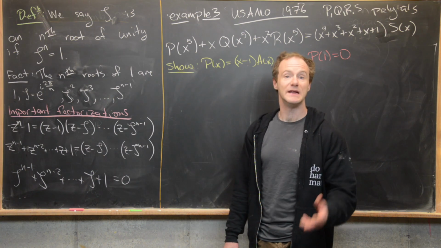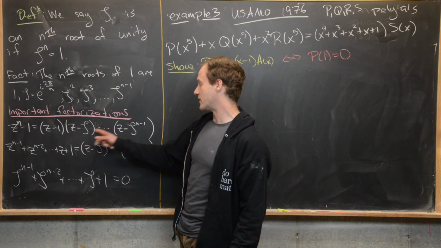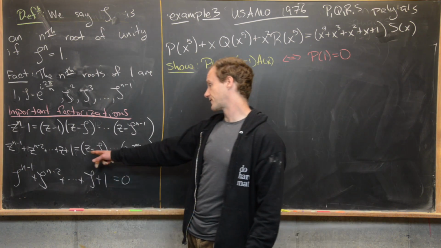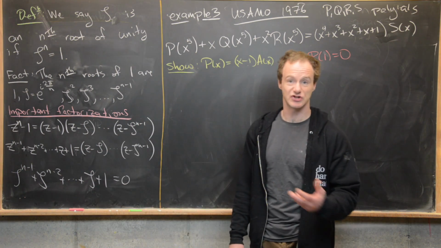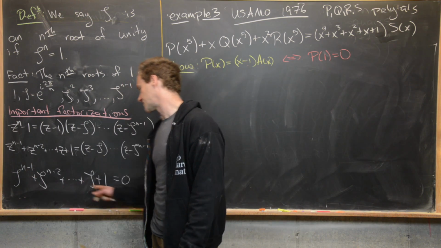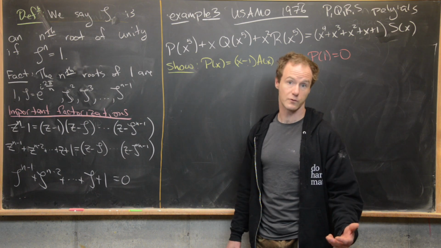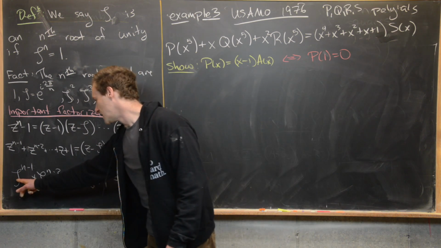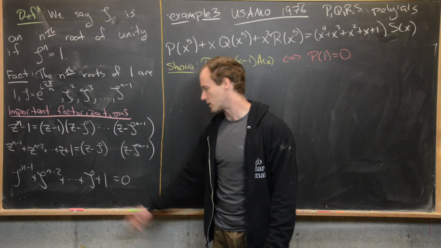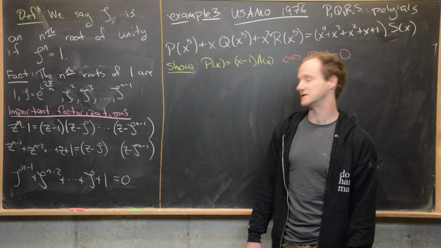Okay. But now, if we evaluate the right-hand side of this equation at zeta, notice this first one is zeta minus zeta, which is 0. And then the left-hand side of the equation will be this sum of all the roots of unity. So notice we have zeta to the n minus 1 plus zeta to the n minus 2, all the way down plus zeta plus 1. That equals 0.